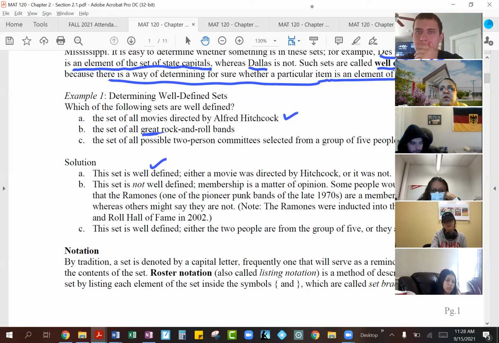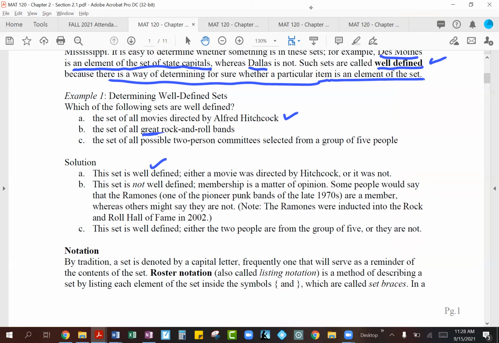So this is what we would call not a well-defined set, because this is a matter of opinion. So you can't really say a set of all great rock and roll bands.